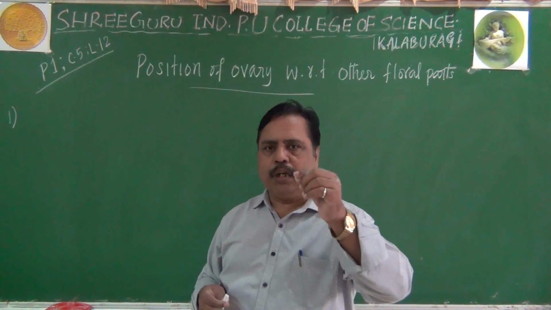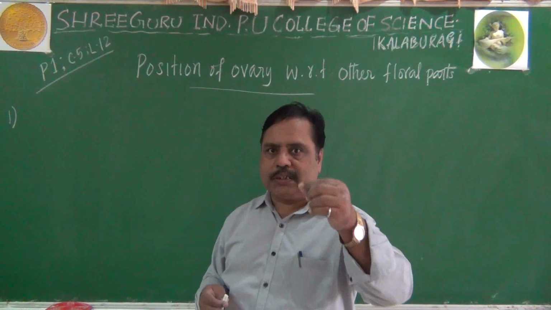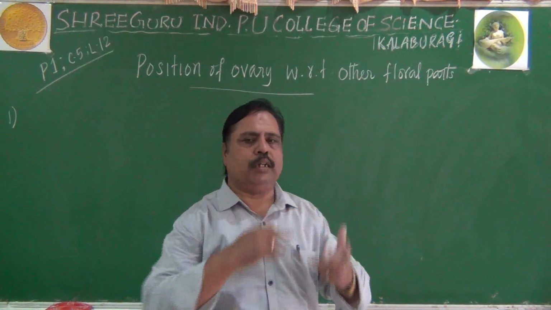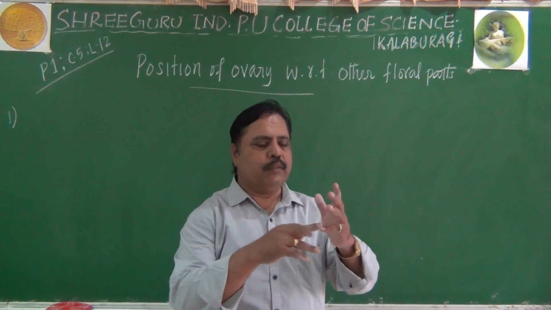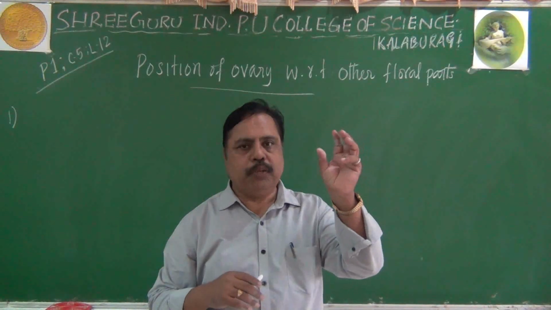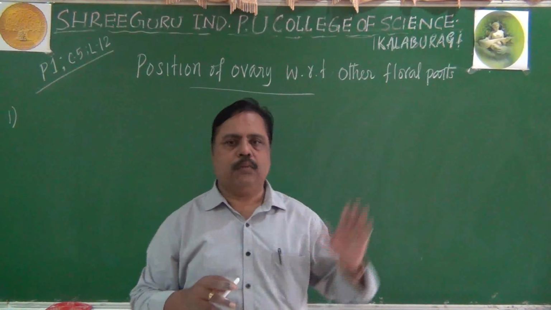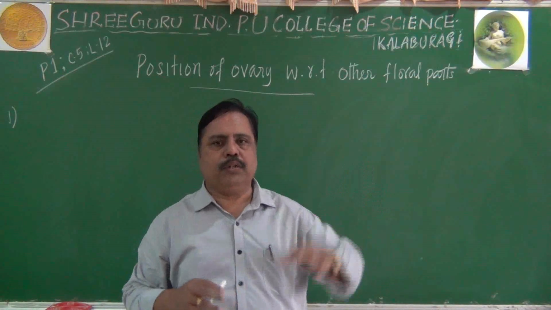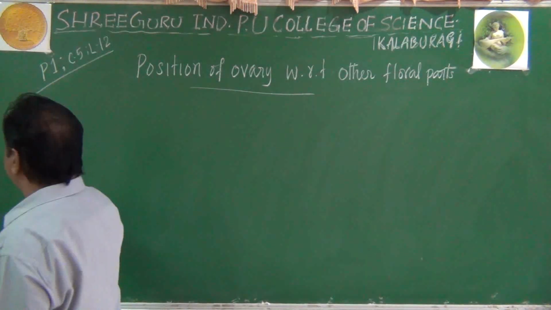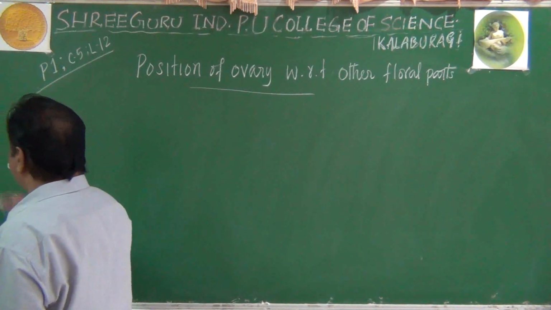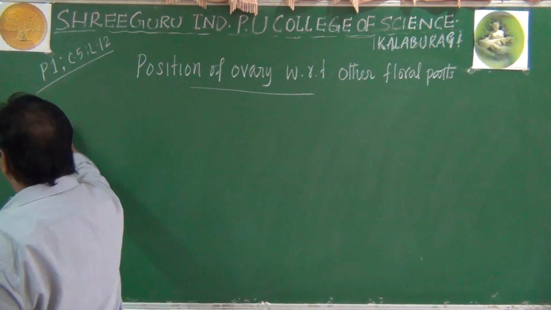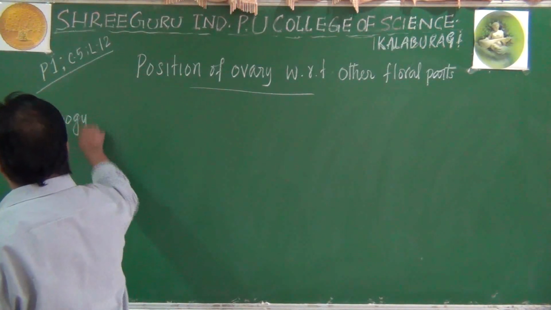So depending upon where the ovary is present with reference to other floral parts, that means calyx, corolla and androecium. With reference to calyx, corolla and androecium, how the ovary is placed, that is what we use to describe a flower. There are 3 major types of flower with reference to position of ovary. One is known as hypogynous flower.